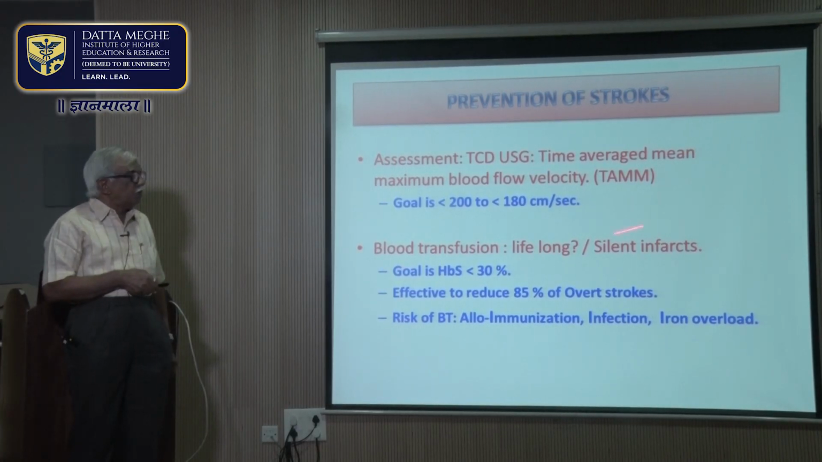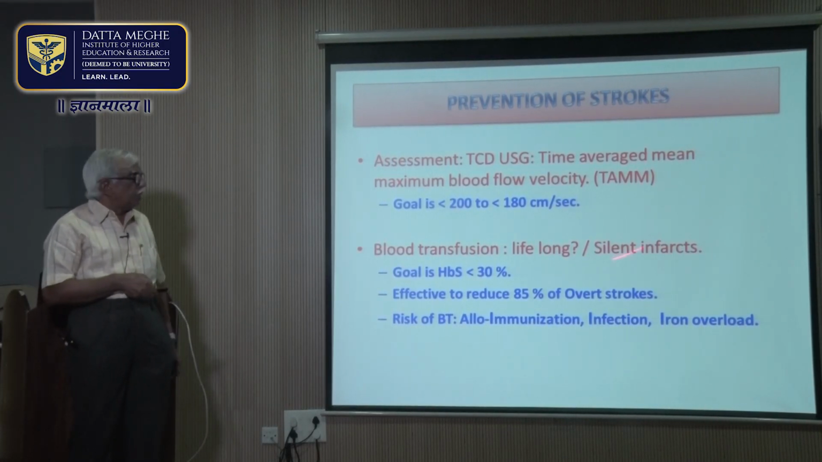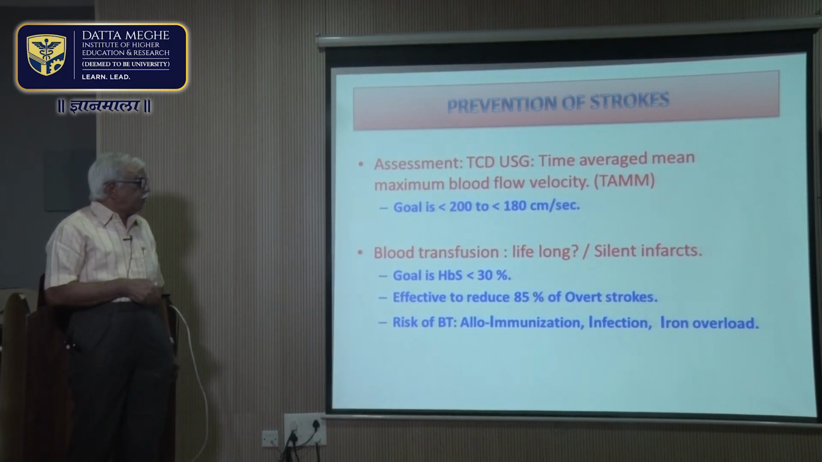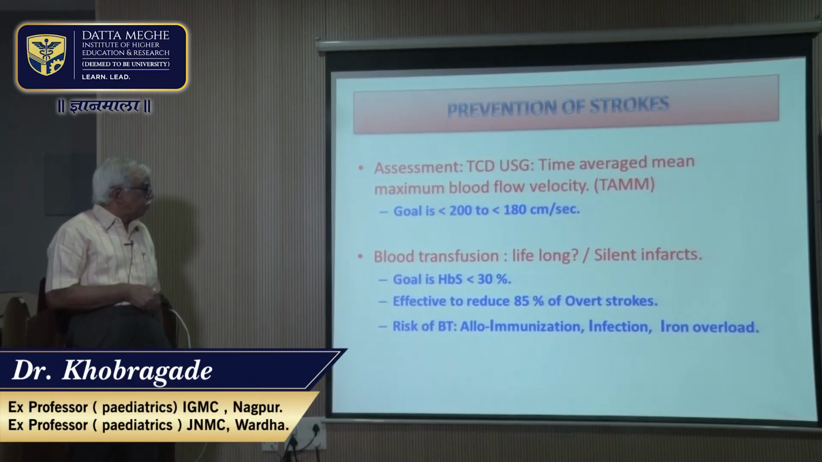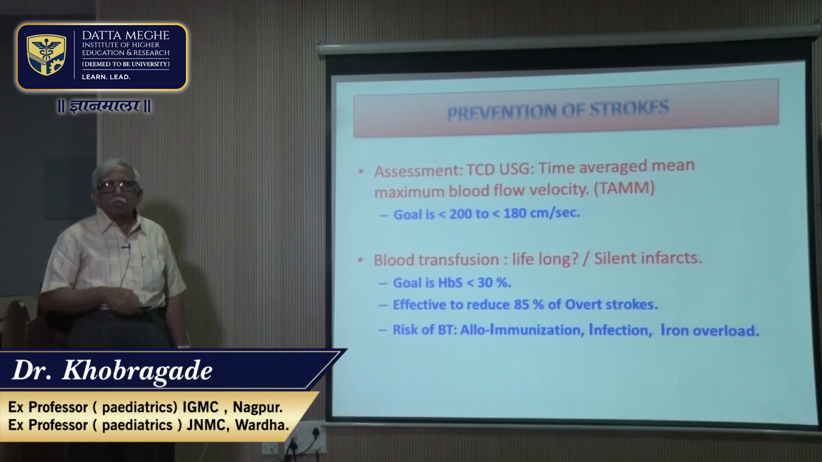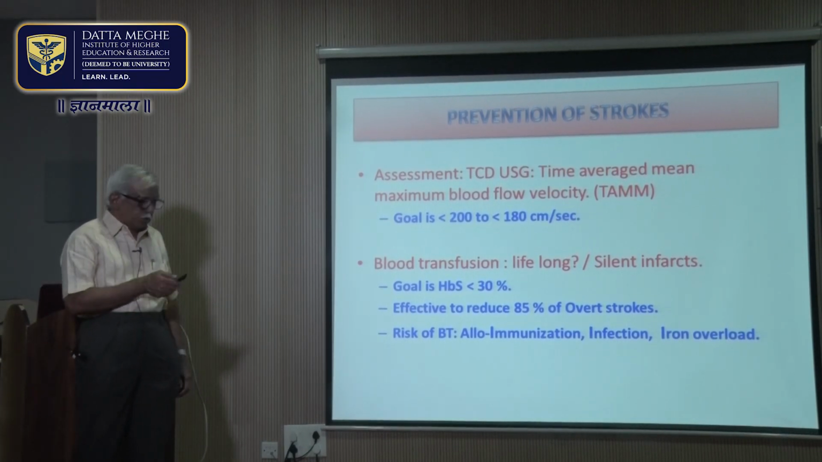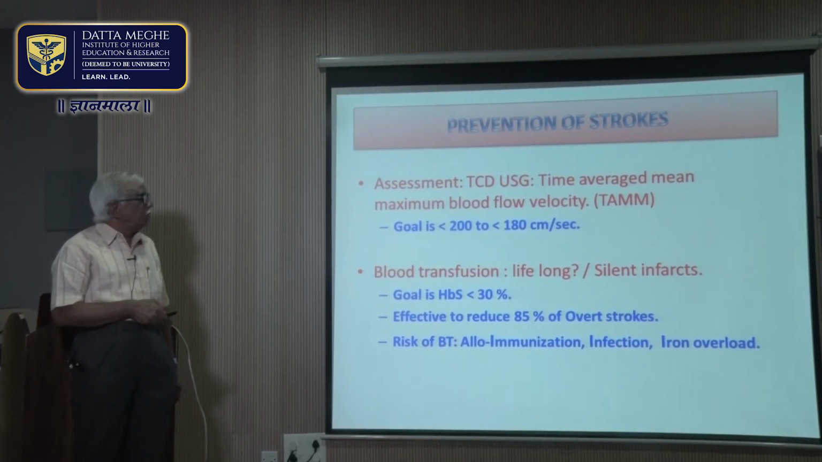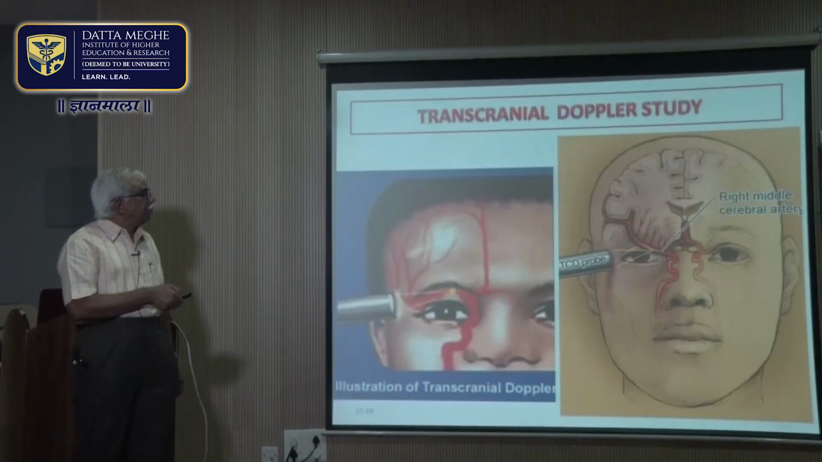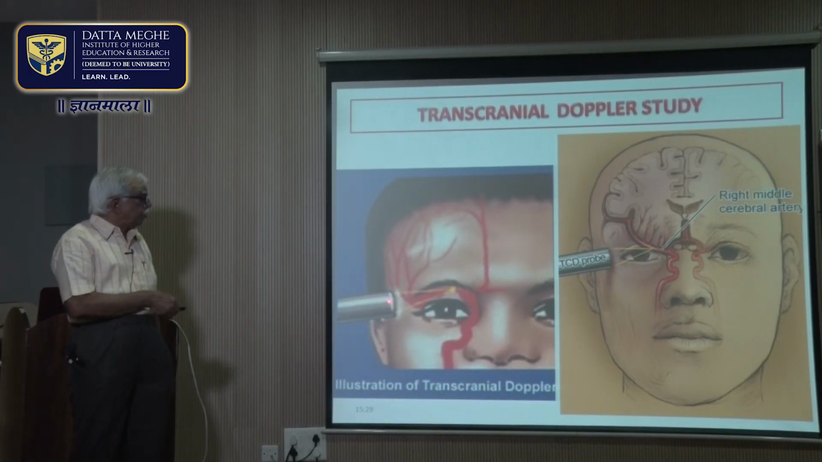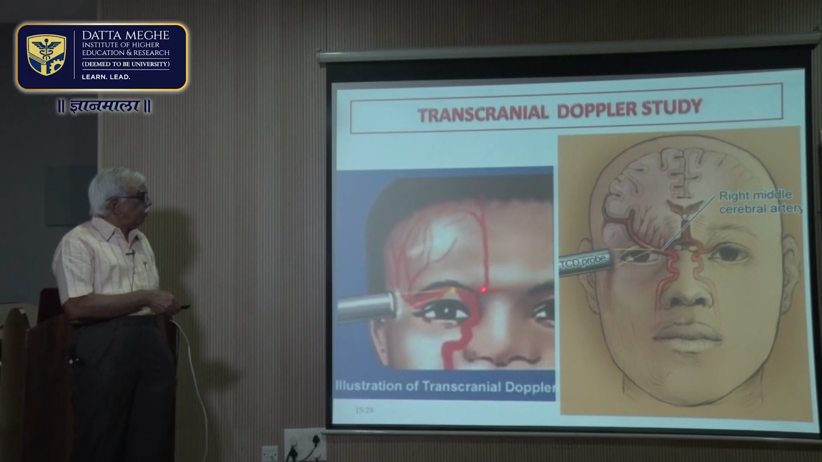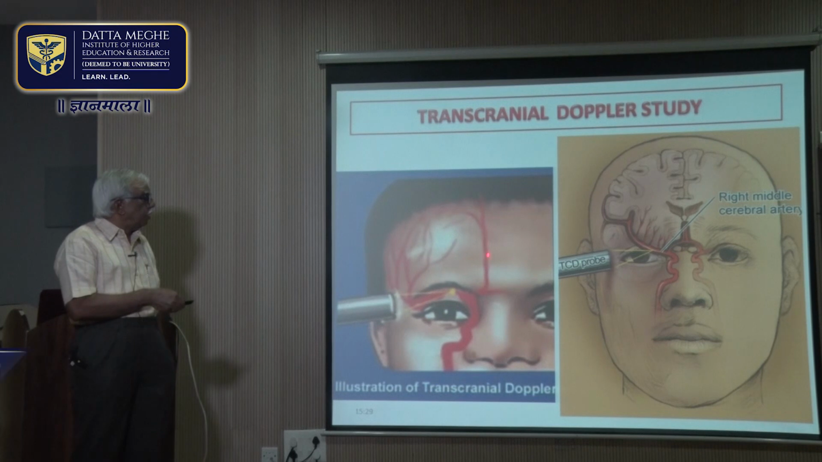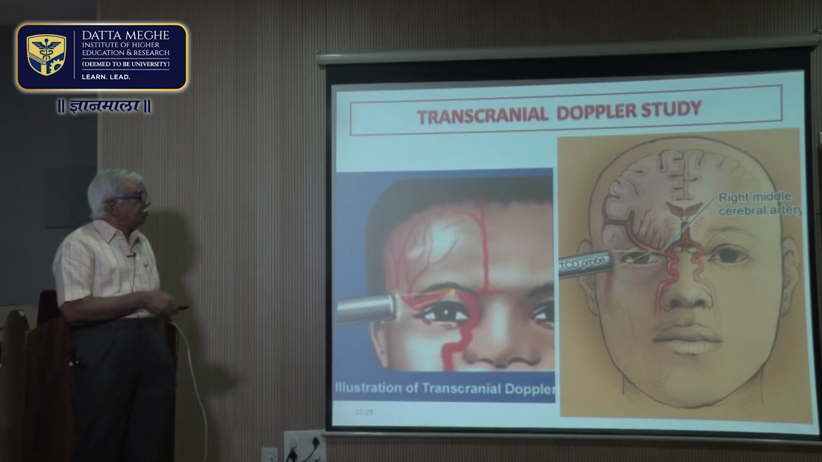Blood transfusion should be lifelong, or if the patient has silent infarcts. The goal is hemoglobin S less than 30%, effective to reduce 85% of the overt strokes, and the risk of blood transfusion is always there. It gives rise to alloimmunization, infection, and iron overload. So, these are the things to keep in mind when giving chronic transfusion therapy for prevention of stroke. This is what the transcranial Doppler studies are done for, to find out the velocity at the origin of the internal carotid and the anterior cerebral vessel in the internal carotid artery.